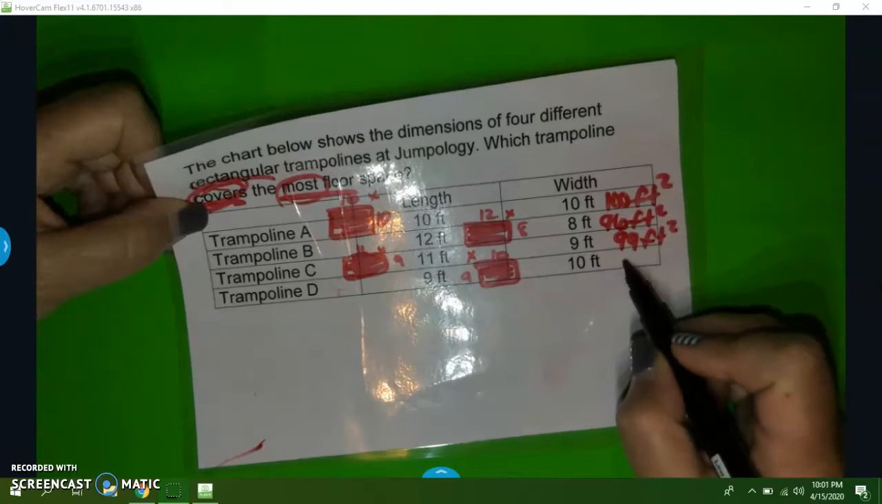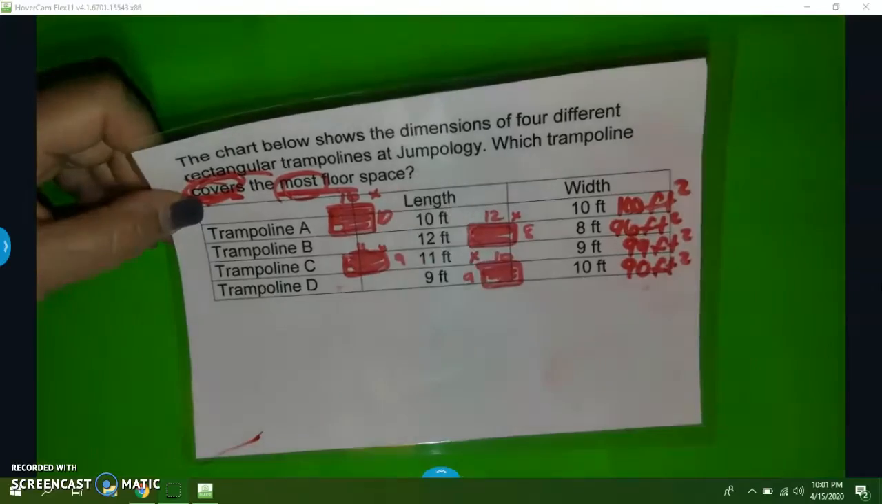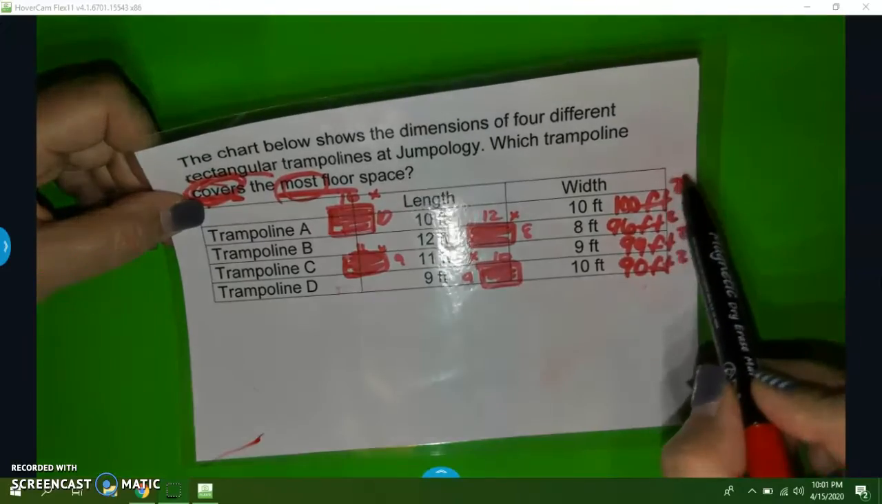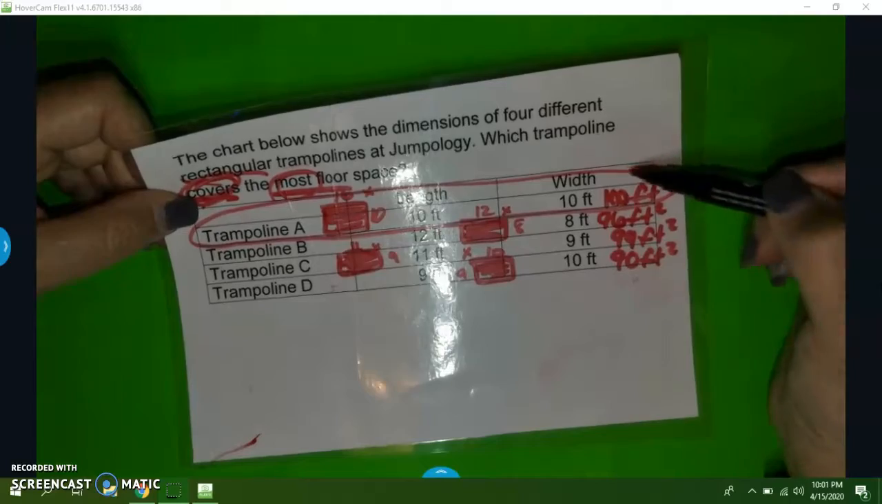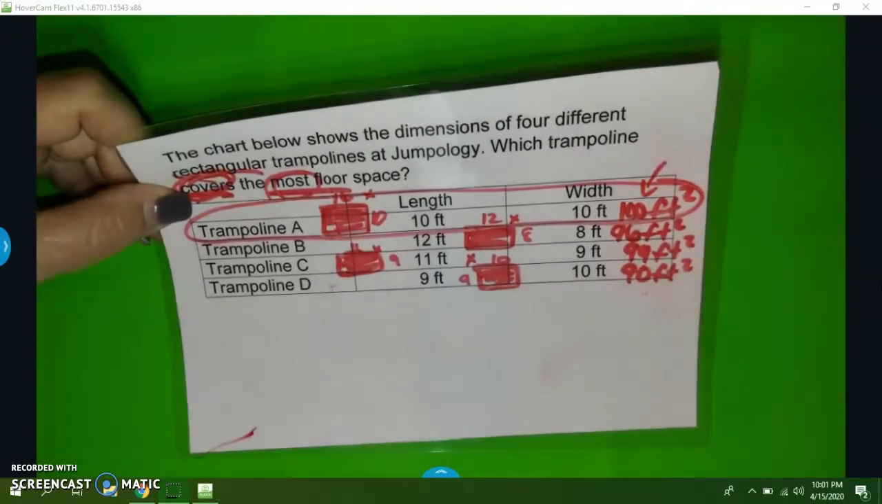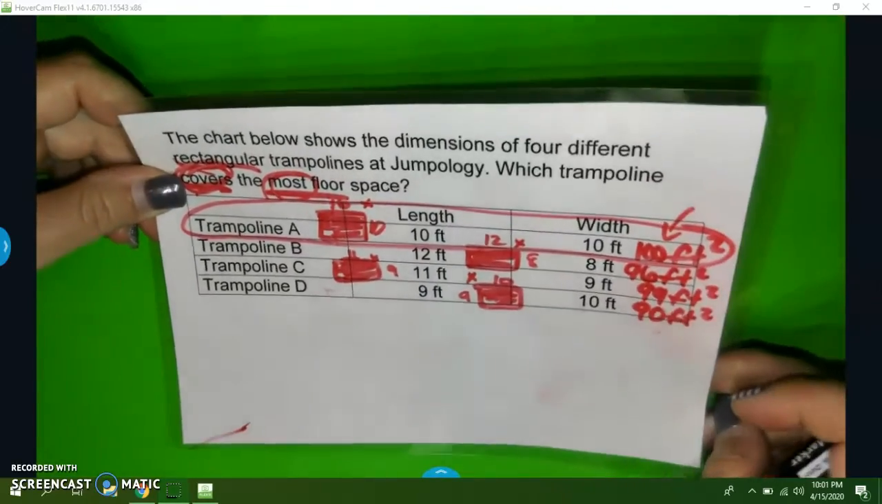11 by 9 would give me 99 square feet, and 9 by 10 would give me 90 square feet. So if I'm answering the question asked, I would want to choose trampoline A because it covers the most square feet. It's kind of like a little multi-step problem there.